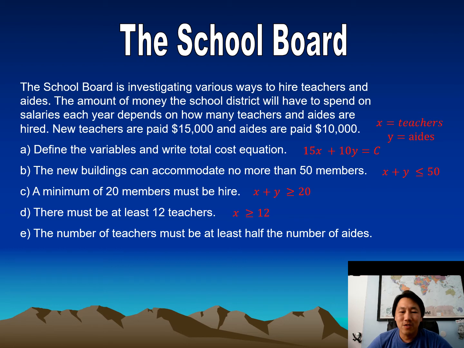The number of teachers must be at least half the number of aides. So the number of teachers must be at least half the number of aides. There it is. The number of teachers, x, must be at least, so greater than or equal to, half the number of aides, 1/2 y.